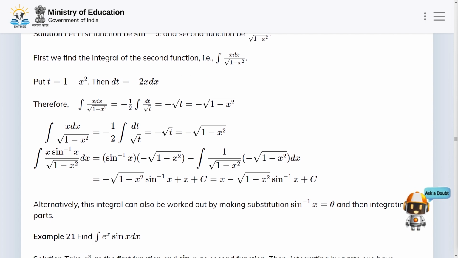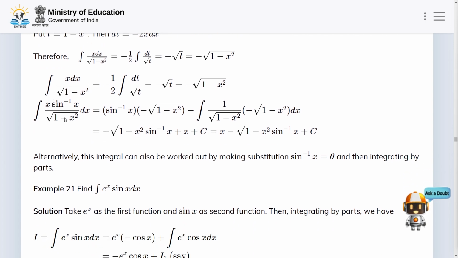Now integration of x dx by root of 1 minus x square is equals to minus half integration dt by root t, which is equals to minus root t, which is equals to minus root 1 minus x square. So integration of x dx divided by root of 1 minus x square, as we just saw, is equals to minus root 1 minus x square. Simple.